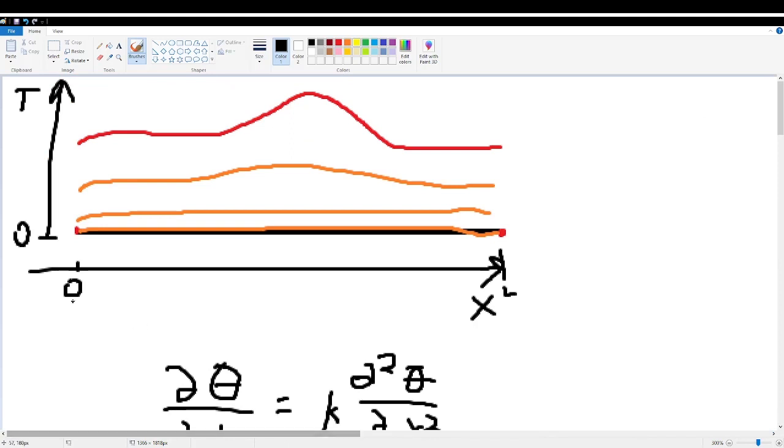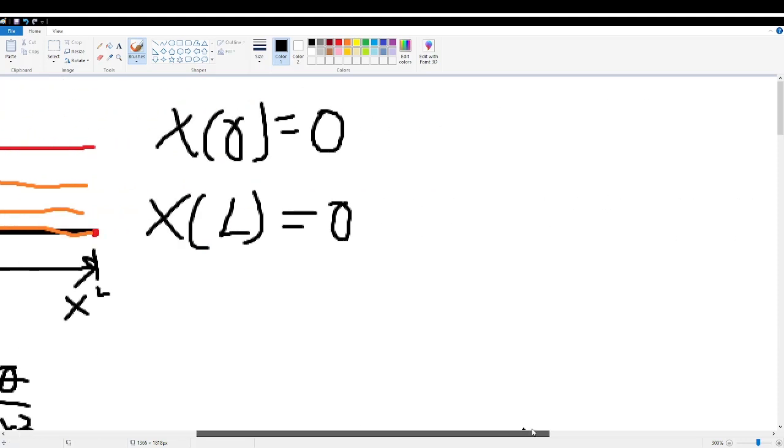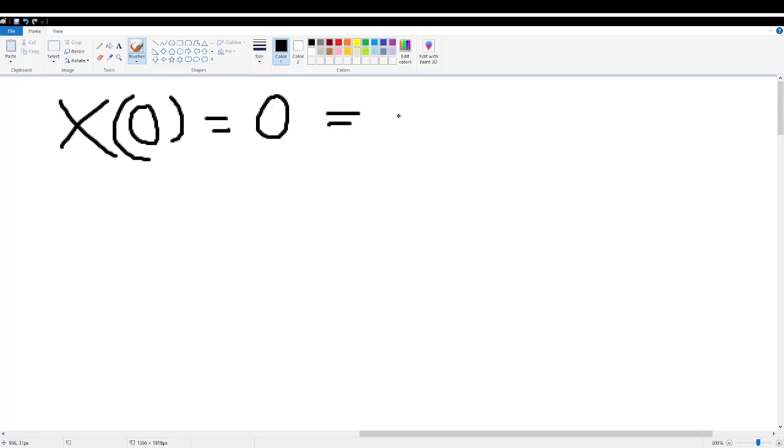Now, if we actually look at our initial conditions, this is our boundary condition, that point over here at 0 is held at 0 temperature. And likewise, this point over here at the end of our bar, whatever that may be, is also held at 0 temperature. I'm not specifying units because it's not particularly important to the problem. So let's apply our initial conditions. We know that x of 0 is equal to 0 is equal to c1 plus c2 times 0. Well, this of course means that c1 is equal to 0.